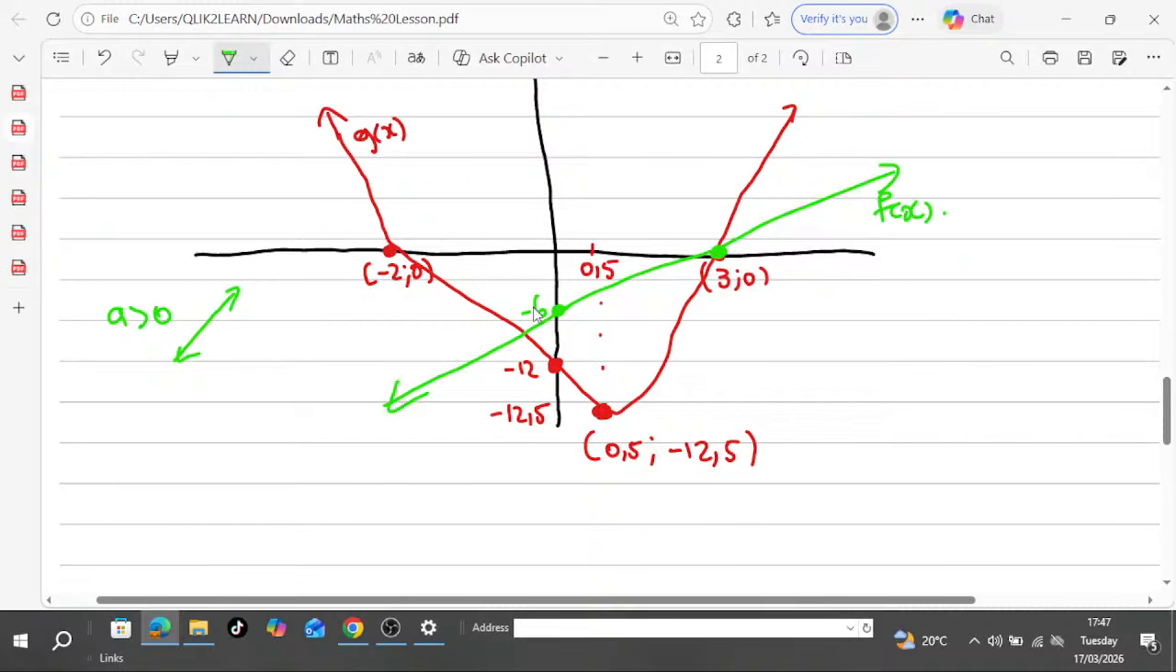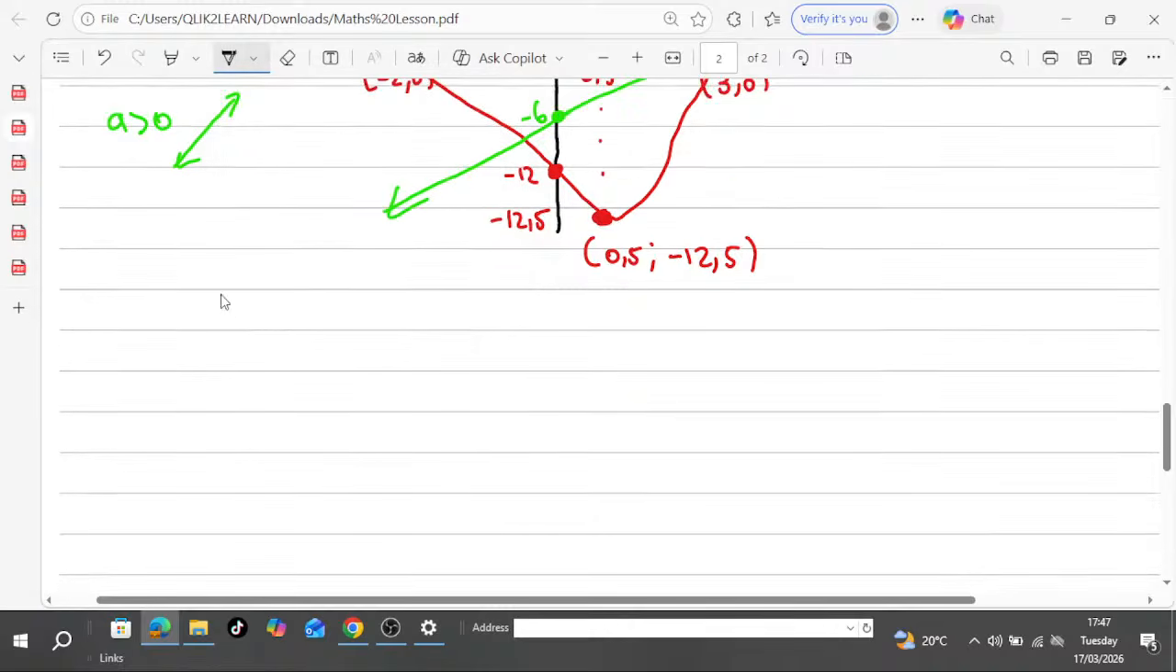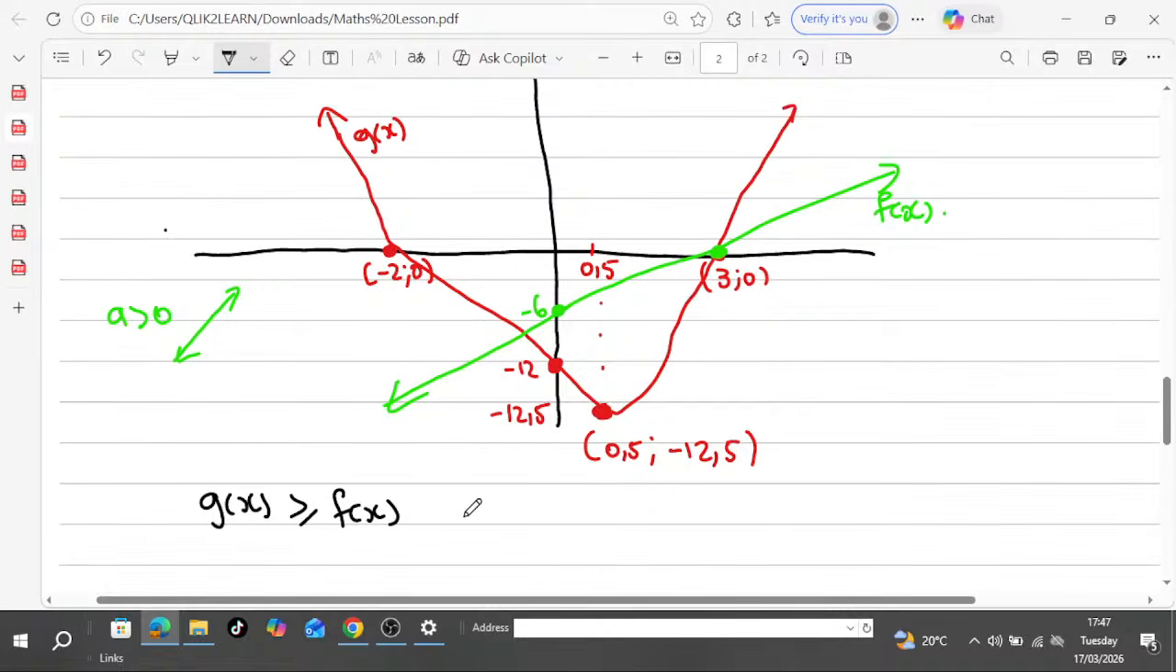So now that we've managed to draw the graph, let's answer the following questions. For which values of x is g of x greater than or equal to f of x? Where is g of x above f of x? Let me quickly indicate that. Look at this. The red graph is g of x. So where is g of x above?